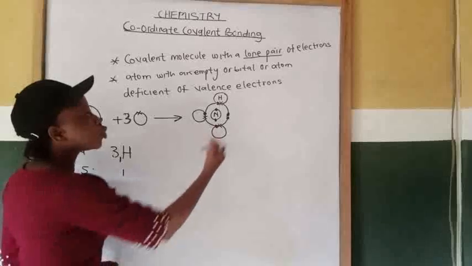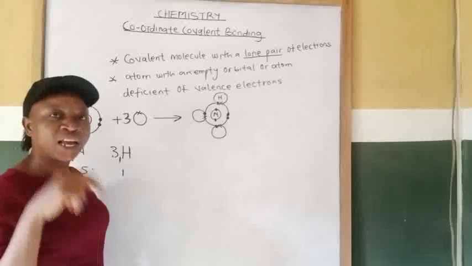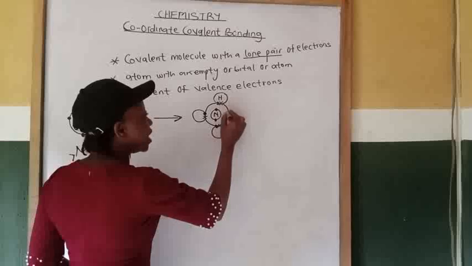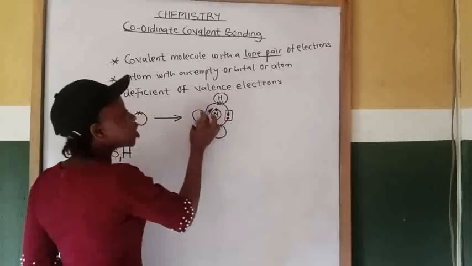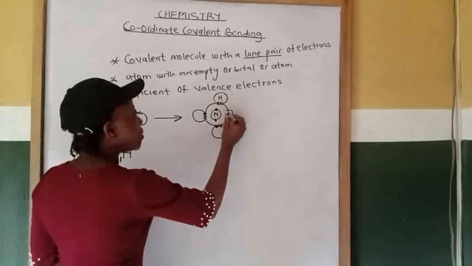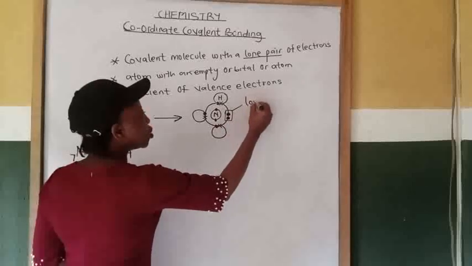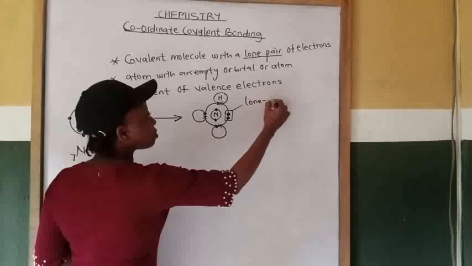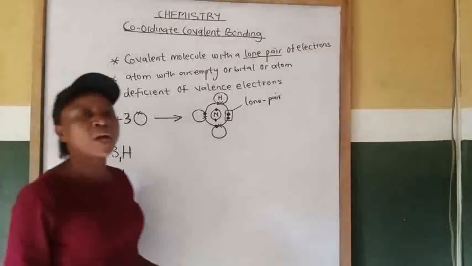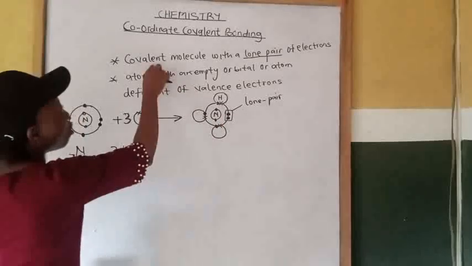What is a lone pair? 2 electrons that are not shared with another atom. 2 electrons that are not shared with another atom is called a lone pair. So these 2 electrons are the lone pair because they are not shared with another atom. They are on their own. So a pair of electrons that are not shared with another atom is called a lone pair. This is a lone pair of electrons, or we can call this unshared electrons. So this is a covalent molecule now.